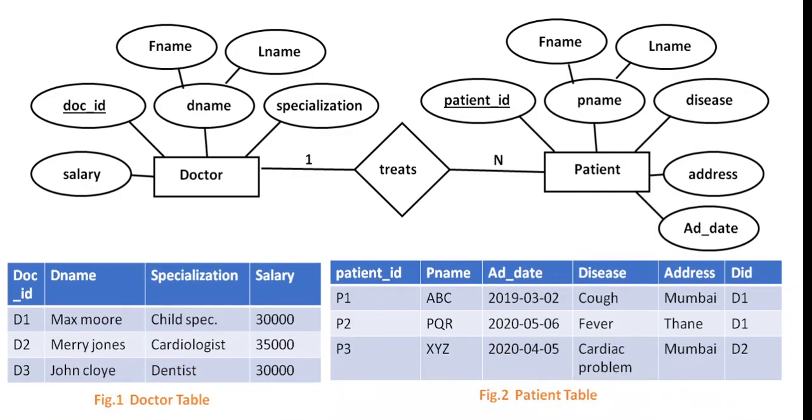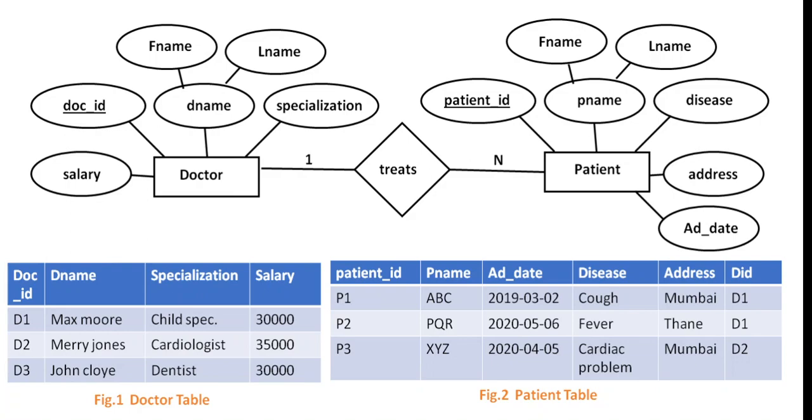So here we can have two tables. One is the doctor table, which consists of doctor ID, doctor name, specialization, and salary. Okay, so these are all the attributes that we have shown in the diagram. Then come to the patient table. We have patient ID, patient name, admit date, disease, and address. These all are the attributes of patient shown in the diagram.